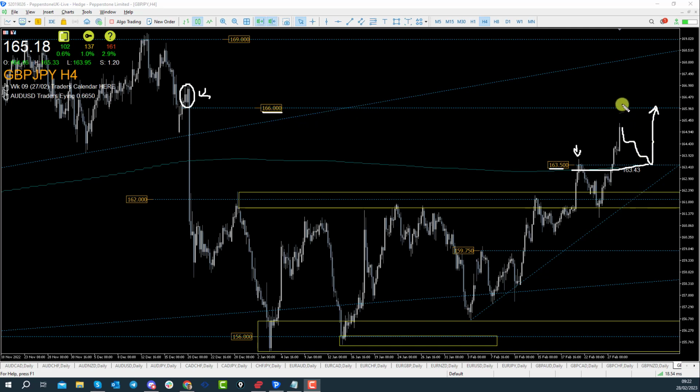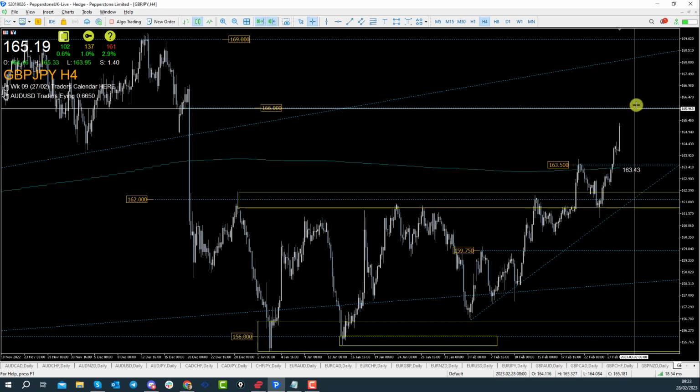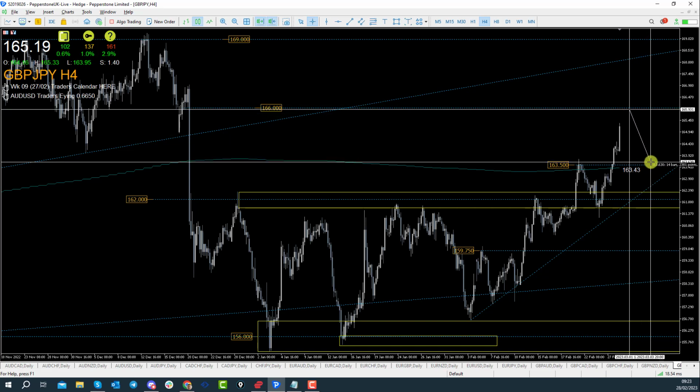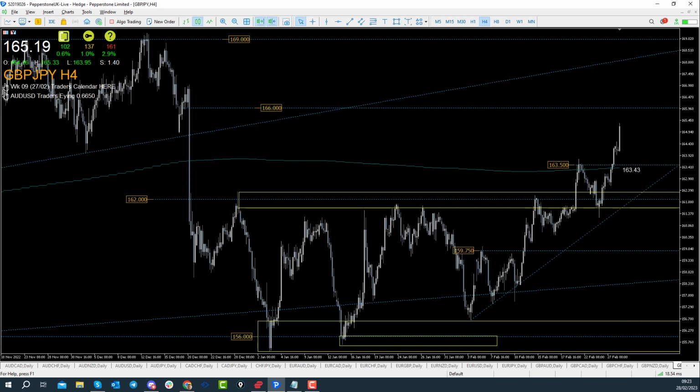Now, if price just continues up, then I'm expecting 166 to be the turning point for pound yen. So we may rally into this level here, then we might pull back down into that 163.50, or alternatively, what we'll see is price hit the 166, consolidate, break through. We may even then get the opportunity to add in on the retest of the 166 towards that 169.